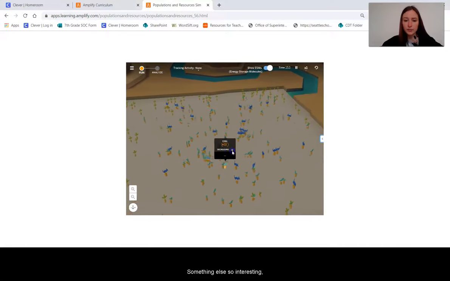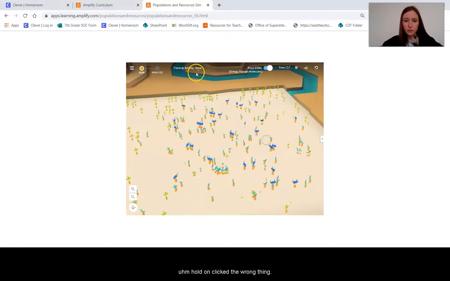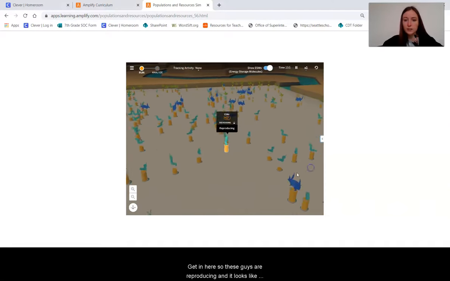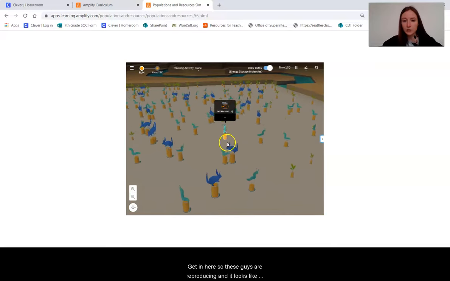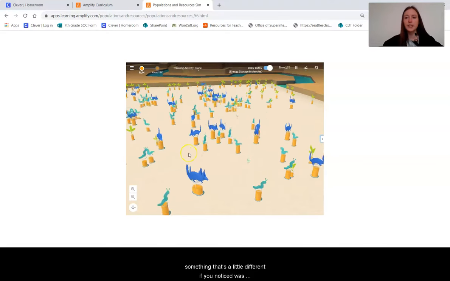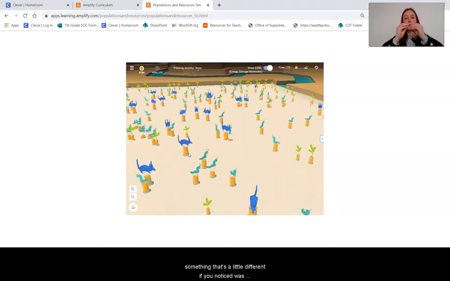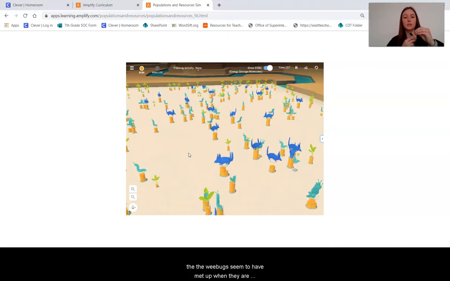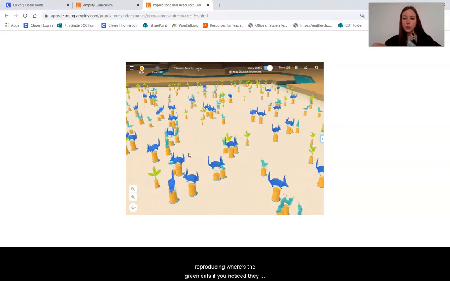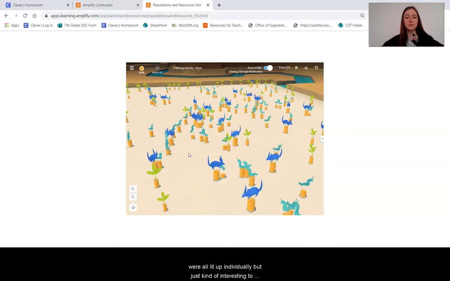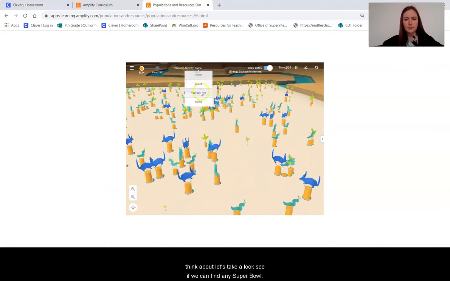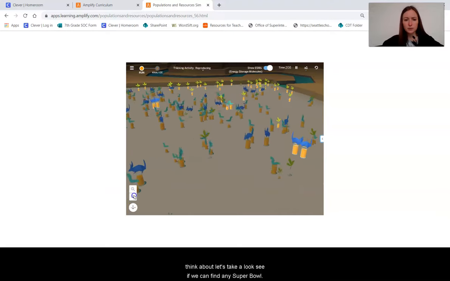Oh, interesting. Hold on, I clicked the wrong thing. So let's get in here. So these guys are reproducing and it looks like something that's a little different, if you notice, was that the wee bugs seem to have met up when they are reproducing. Whereas the green leaves, if you notice, they were all lit up individually, which is kind of interesting to think about. Let's take a look, see if we can find any.